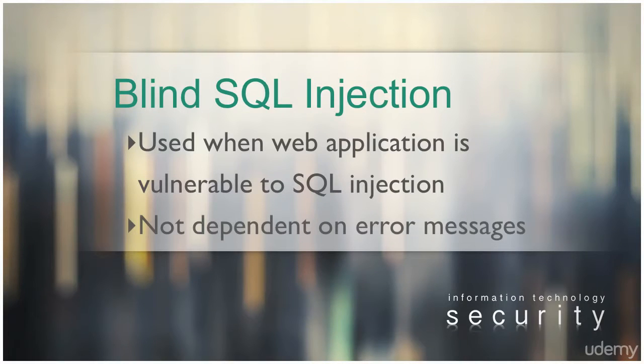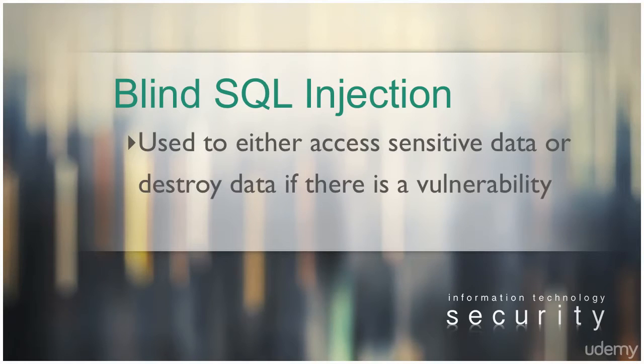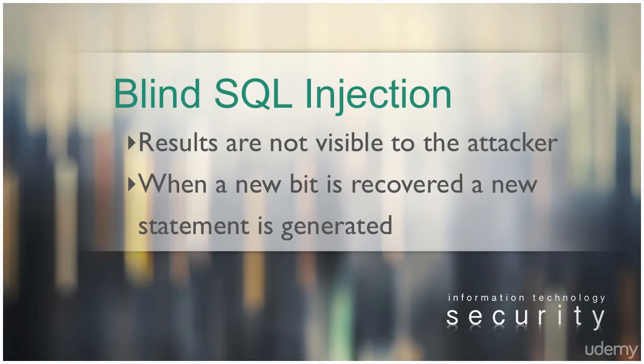Blind SQL injection is used when a web application is vulnerable to SQL injection. Blind injections are not dependent on error messages. Blind SQL injection can be used to either access the sensitive data or to destroy the data if there is a SQL injection vulnerability. Attackers can steal the data by asking a series of true or false questions through SQL statements, as mentioned before. Results of the injection are not visible to the attacker, and this could be more time consuming because every time a new bit is recovered, a new statement has to be generated.